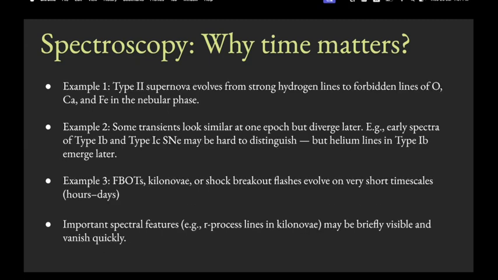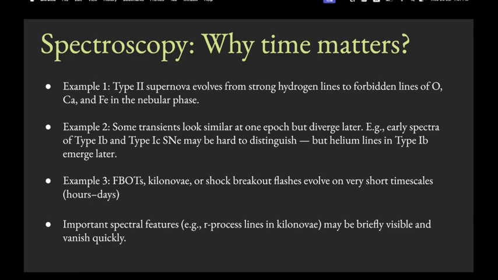So, for example, let's say we have a type 2 supernova, and we see strong hydrogen lines, as we saw before, but also the forbidden lines. Another case is how we can distinguish between different categories of type 1 supernovae.